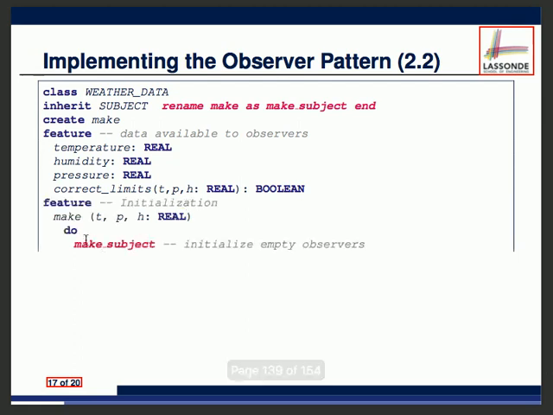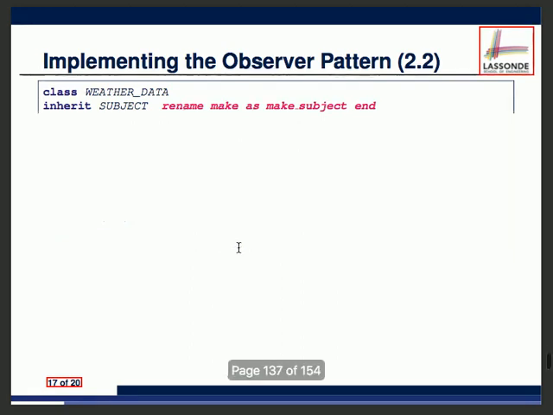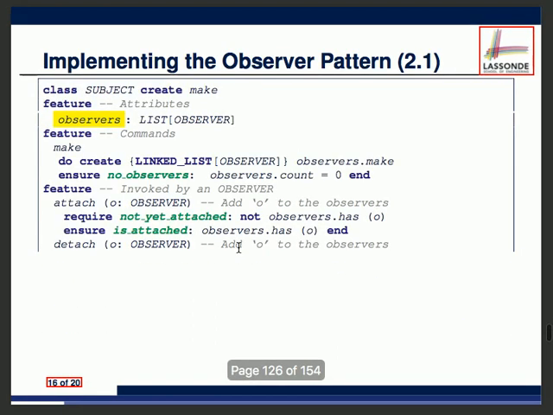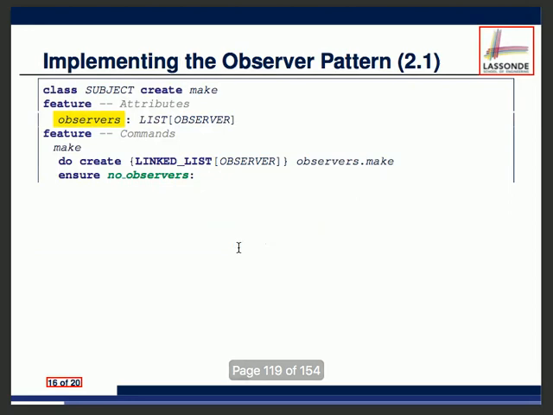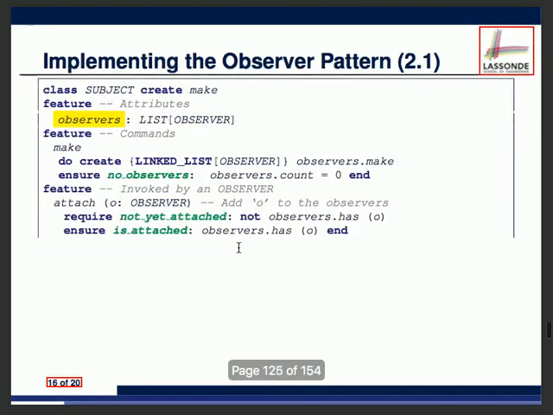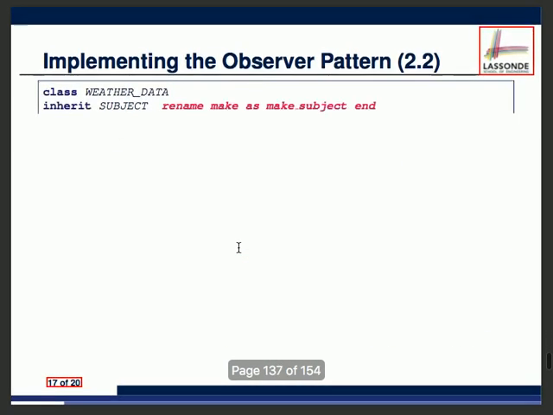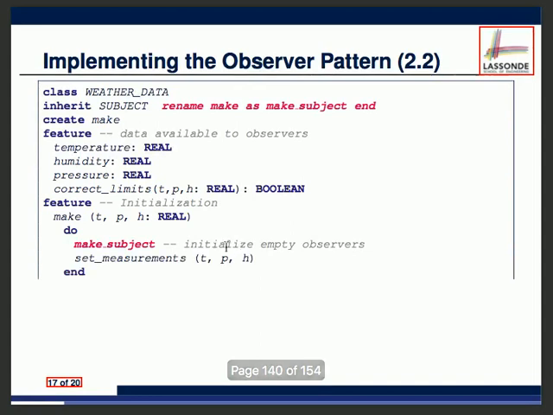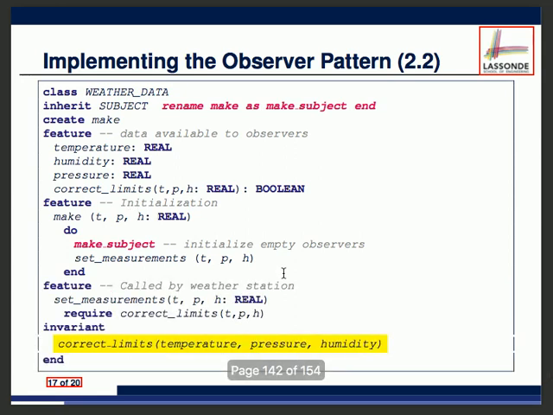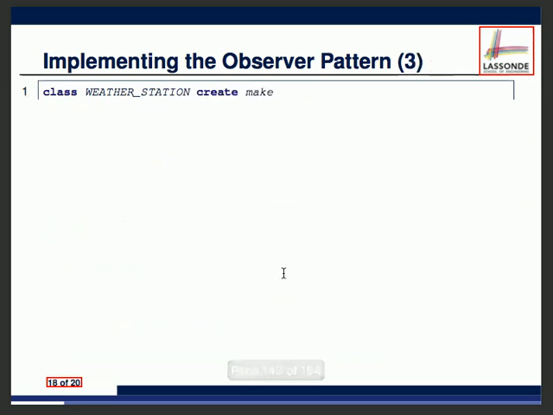Here I can just call make_subject, right? Make_subject refers to the make in the superclass, which simply creates an empty list of observers, as we said before. And then what we can do later is to set whatever the measurement is to be T, P, and H. Similar as before, nothing special. Let me give you, how about 2 minutes, and then I'll be done. What about the weather station?